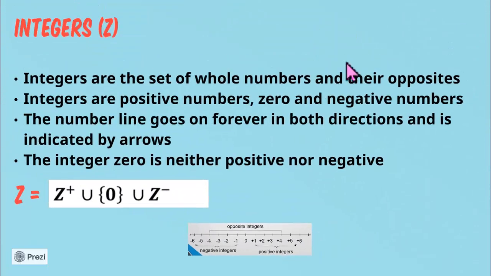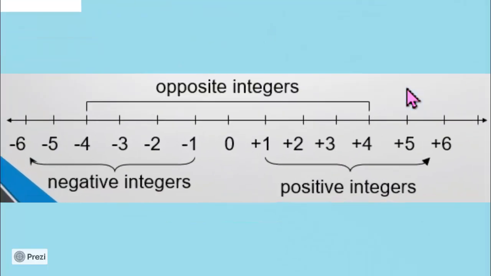What about when we said that integers are the set of whole numbers and their opposites? Let's go again and have a look at the number line. What is the opposite of 1? The opposite of 1 is negative 1. Why? Because it is the same distance away from 0. And this is why negative 1 is the opposite of 1. Negative 2 is the opposite of 2. 3 is the opposite of negative 3. Negative 4 is the opposite of 4.